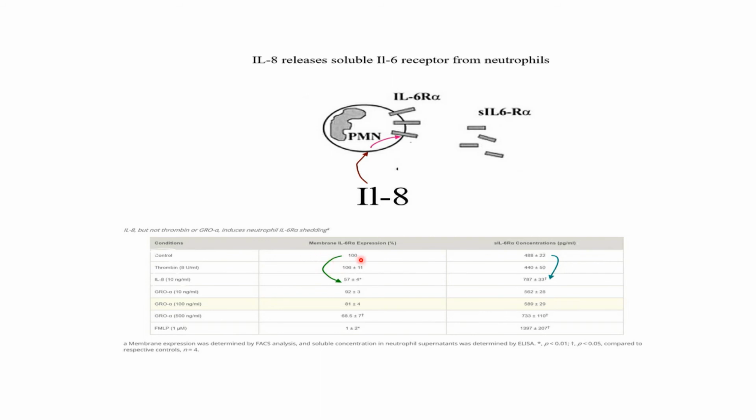This is further evidence that IL-8 does it. Control neutrophils, 100% of them have IL-6 receptor on their surface, but if you give them interleukin 8, surface IL-6 receptor decreases. And what's happened is, in the supernatant, soluble IL-6 receptor increases. The implication is that from the surface, IL-6 receptor has gone into the supernatant.